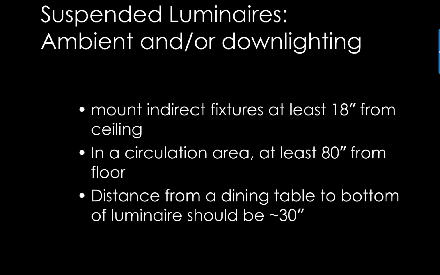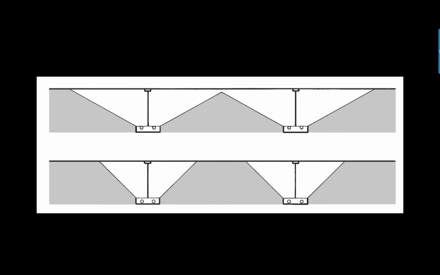Anyway, and then you have suspended luminaires. Typically, these are things like fluorescent lighting in corridors, and typically you want those at least 18 inches from the ceiling. Again, every manufacturer will publish data about how they should be mounted, but that's a good rule of thumb. And obviously, 80 inches off the floor, that's to keep things like kids jumping up and swinging on them. So just things to consider.